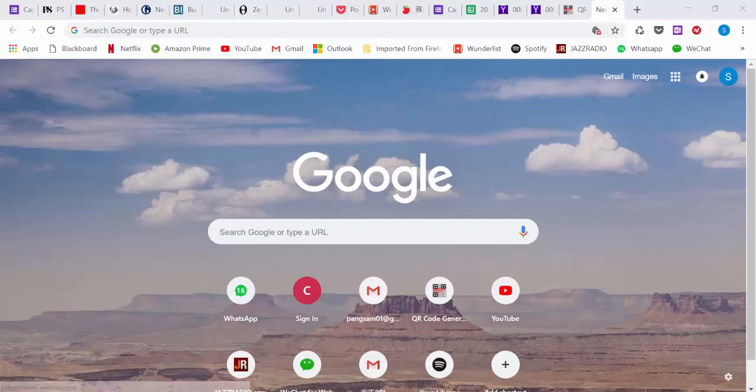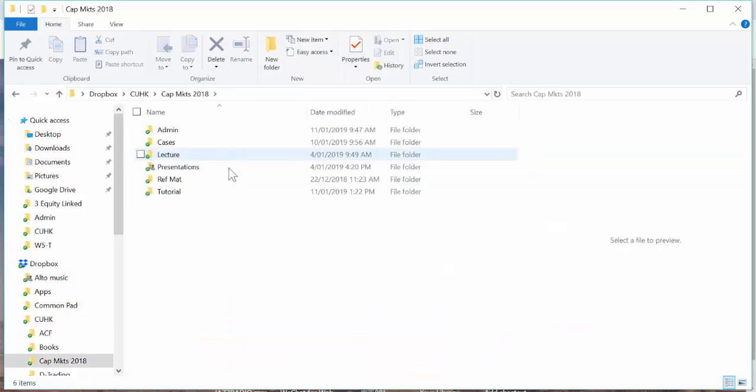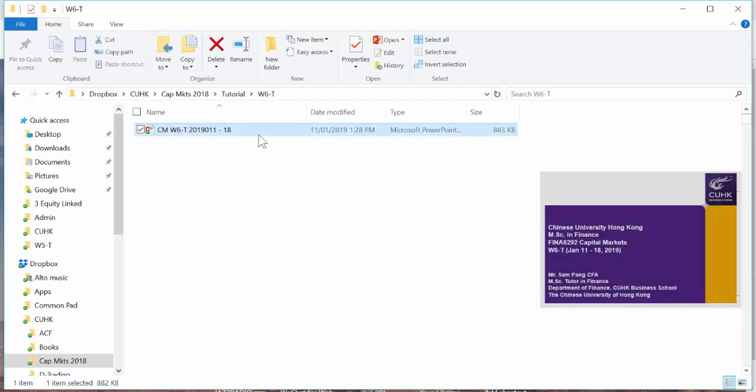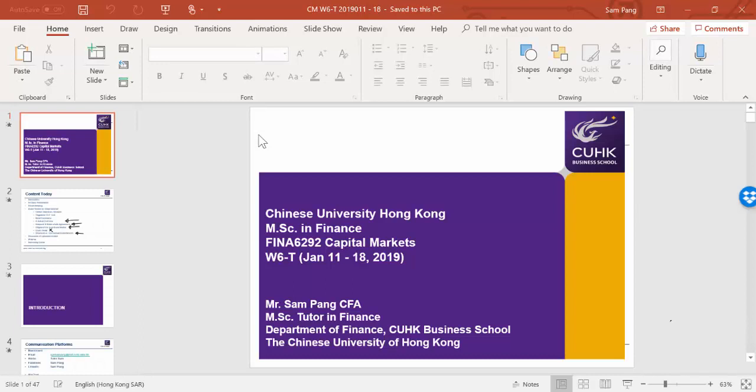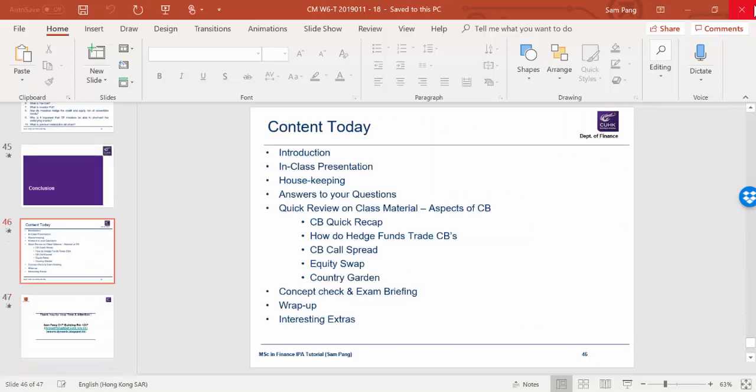Talk about a number of things. So for today, I want to just touch upon a number of topics, especially to do with convertible bonds, just simple convertible bonds.